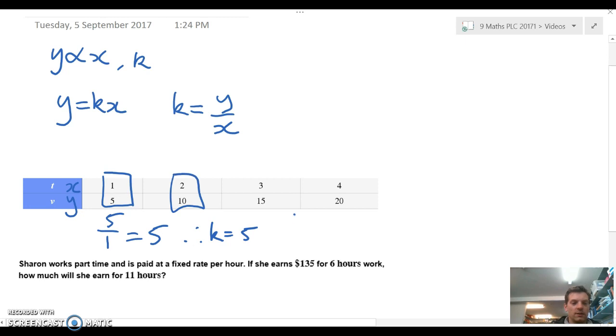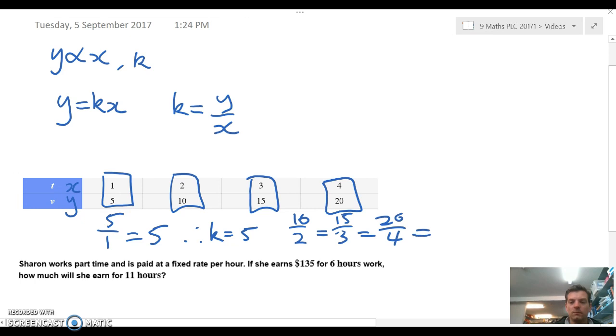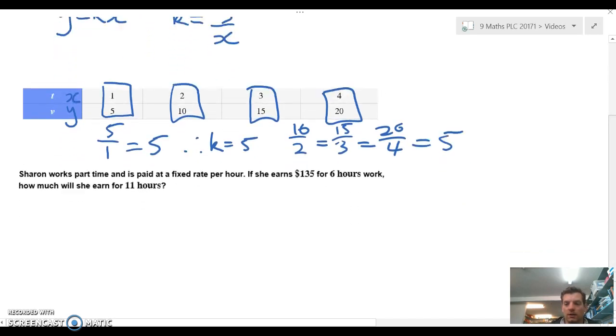So if I take 10 over 2, or 15 over 3, or 20 over 4, that equals 5. So whatever numbers we pick, our ratio between them are always going to be constant. They're going to be the same. It's always going to be equal to our k value. So let's apply that to an actual question now.